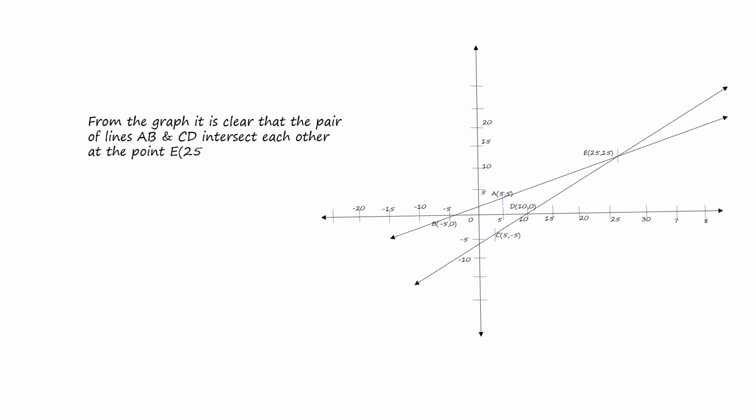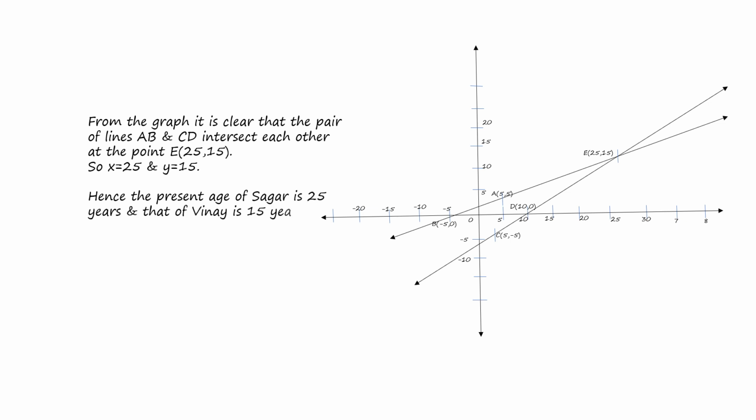From the graph it is clear AB and CD intersect each other at the point E, which is (25, 15). But 25 is the value of the x coordinate and 15 is the value of the y coordinate. So we can say x equals 25 and y equals 15. Hence the present age of Sagar is 25 years and that of Binay is 15 years.